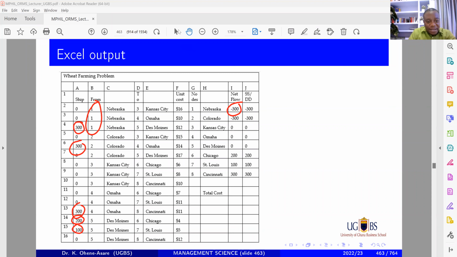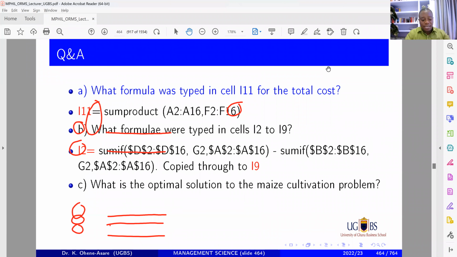Okay. So let's pick the thing. It is from Nebraska to DM. So that's the first one, the first 300, Nebraska to DM. Okay. Then Colorado to Omaha. Then Omaha to Cincinnati. Then DM to Chicago, 200. Then DM to St. Louis. Okay. So those are the ones that have got positive values, and those are the ones that become the optimal solution. So you write them here.